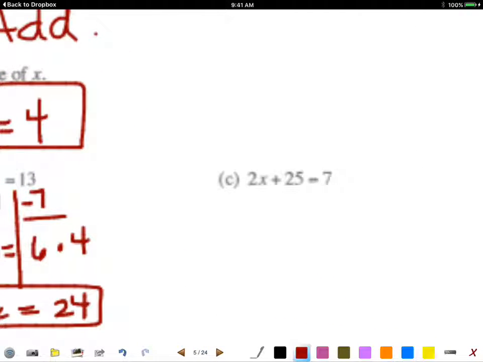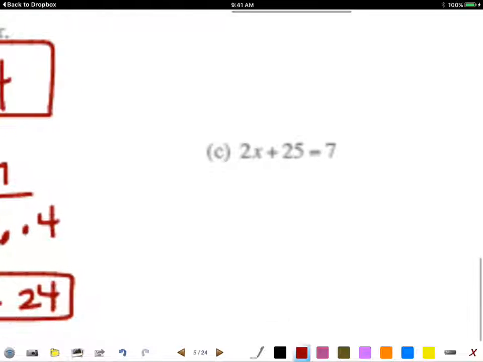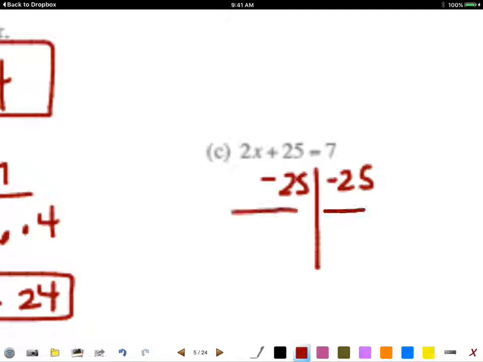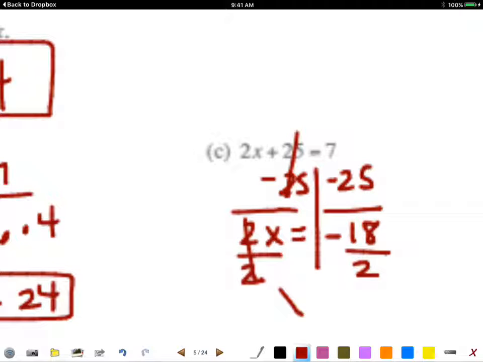Okay, are you guys doing okay so far? Yes. Okay, look at this one. What do we get rid of first? How? Yes, good. Subtract 25 on both sides. So 2x equals what's 7 minus 25? Negative 18. Good. Negative 18. How do we get rid of that 2 times x? No, that is multiplication. So we're going to divide by the number that we want to get rid of. So we're left with x equals negative 9.